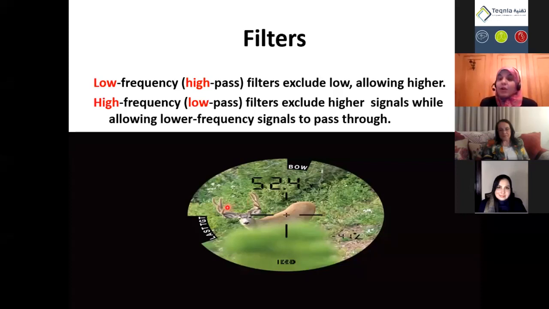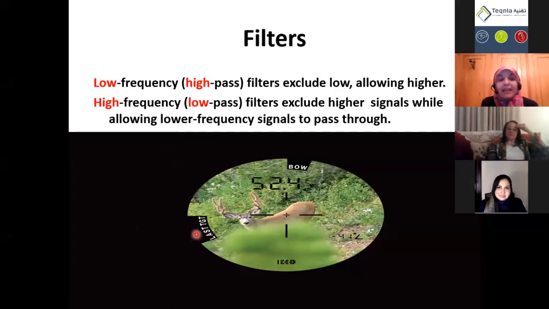The filters: low is high and high is low. You have to know the terminology, because when you see high pass on the display screen, you have to know what high pass and low pass mean. They are the low frequency filter. This cutoff will not let you see the lower frequencies and will let you see the higher frequencies.